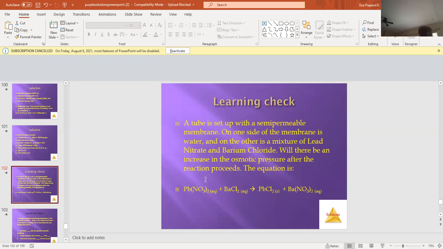No, it's a solid. How about my barium nitrate? How many ions does that deliver? How many barium ions in every barium nitrate? 1. How many nitrates? 2. So essentially, I'm going from 6 particles to 3.